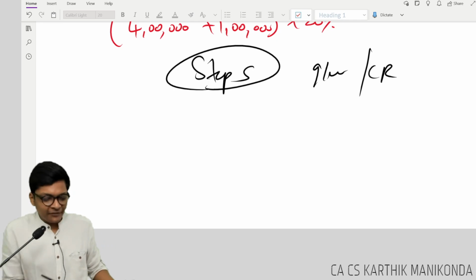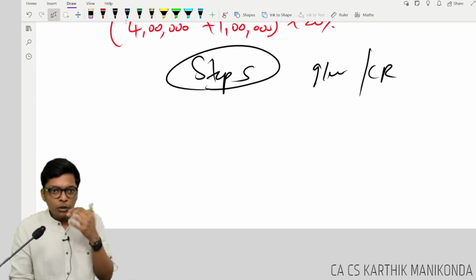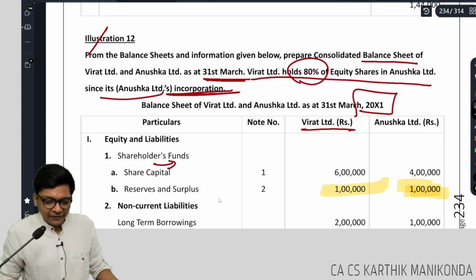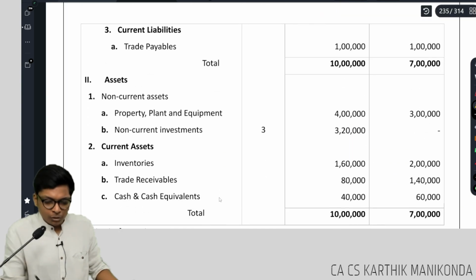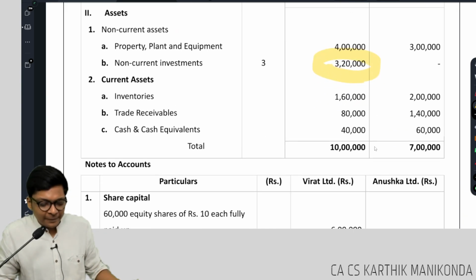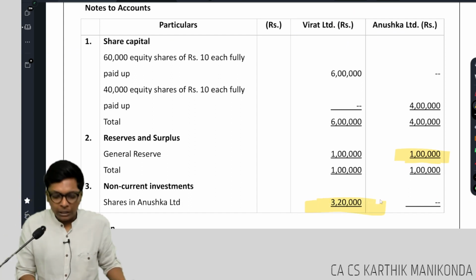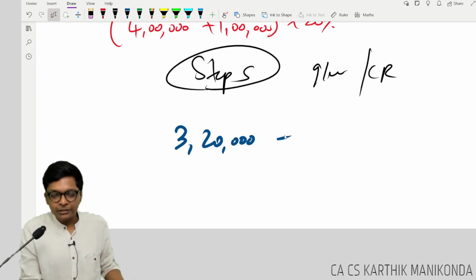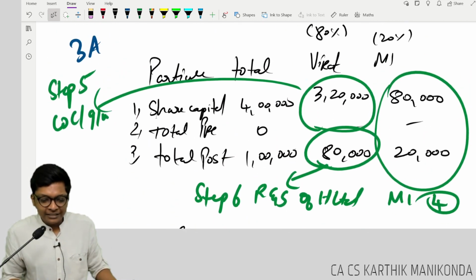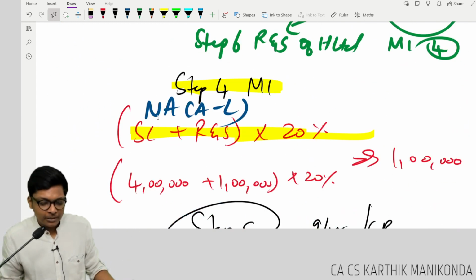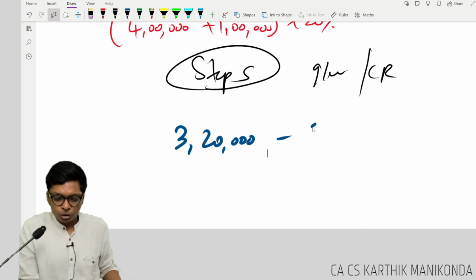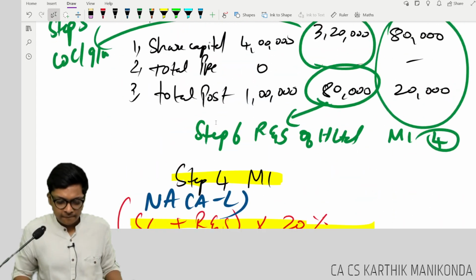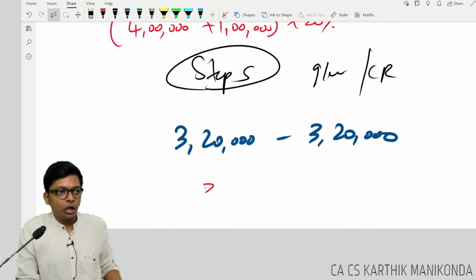Okay. Step 5, you compute goodwill or capital reserve, guys. What you paid? The investment is given in the question. You invested 3 lakh 20. How do you know that's the investment? Come down to the notes: stars in Anushka. So what I paid is 3 lakh 20 versus what I got. You have it in the table above, which is 3 lakh 20,000. In other words, there is no goodwill or capital reserve.